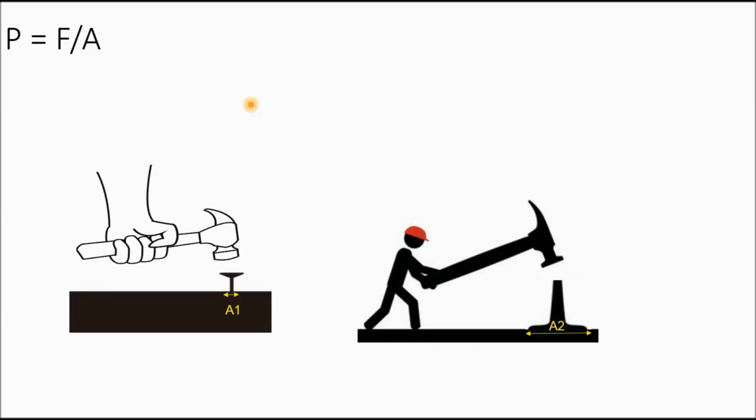So that is why P is equal to F by A. If our area reduces, then the pressure required to insert is very little. If the area is more, then it is very difficult to get the required pressure.